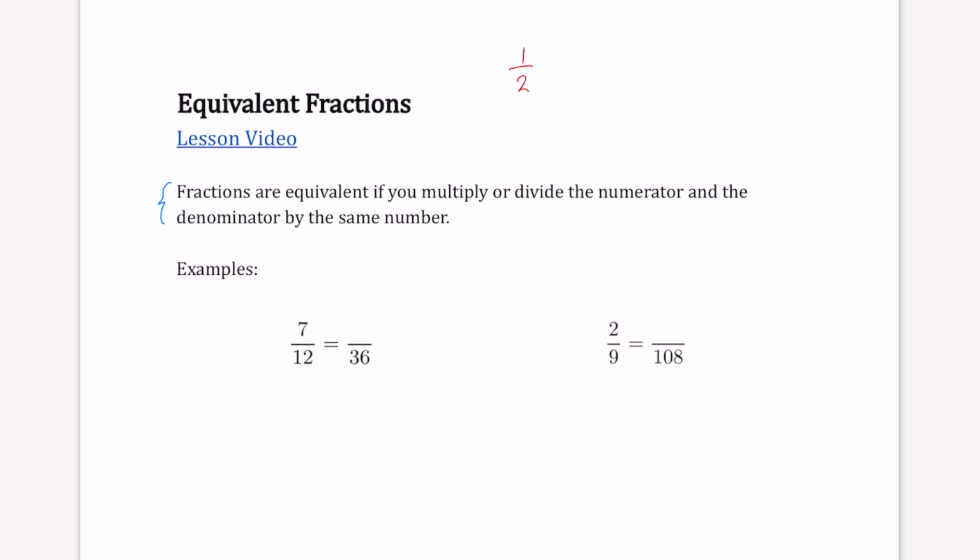Fractions are equivalent if you multiply or divide the numerator. Here's a key word here, numerator. The numerator is the top number of a fraction. So let me write that down. And the denominator. That's another key word. The denominator is the bottom number of a fraction.